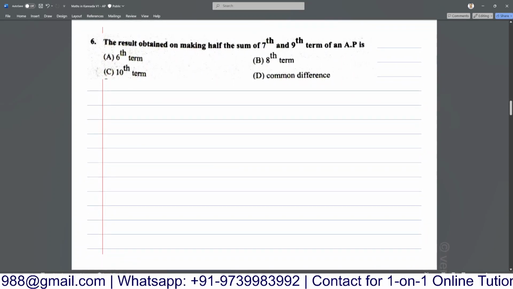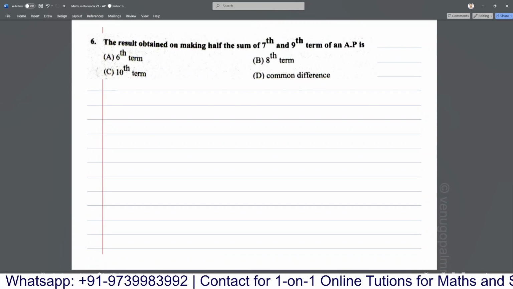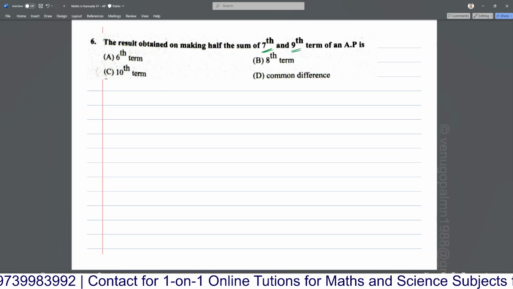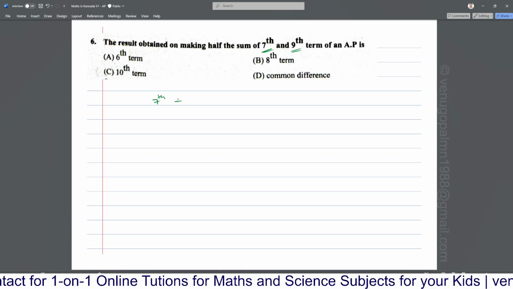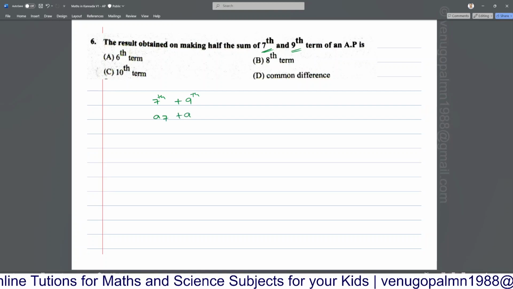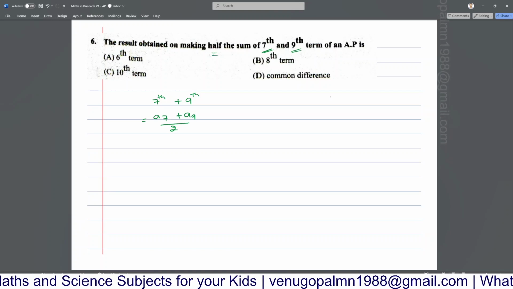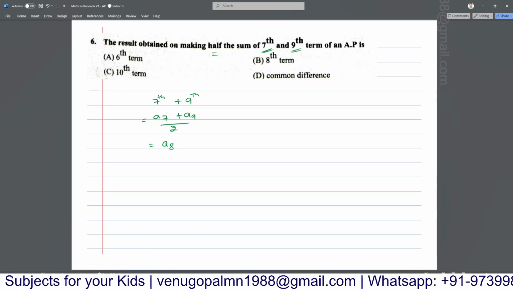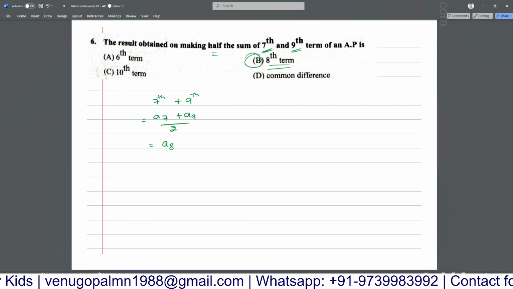Moving on with the next sum, the result obtained on making the sum of 7th and 9th terms. What they are telling is we have the 7th term with us, we have the 9th term with us. So if you add the 7th term of an AP plus the 9th term of an AP, which we call A of 7 plus A of 9, and divided by 2, what we will get? We will get A8, because A8 will fall between A7 and A9. So the right answer is the 8th term. Very simple. Got it, guys?